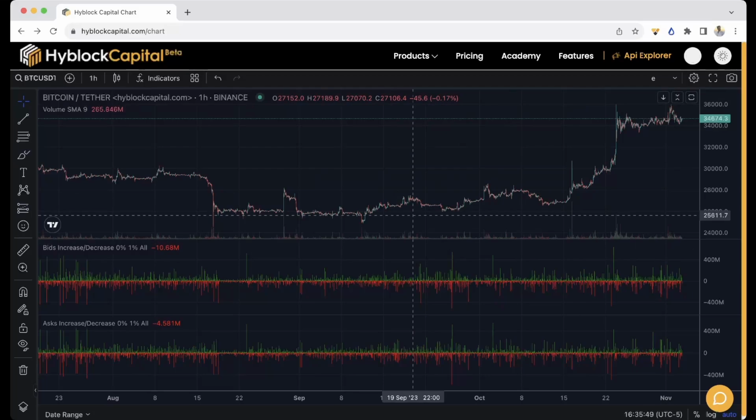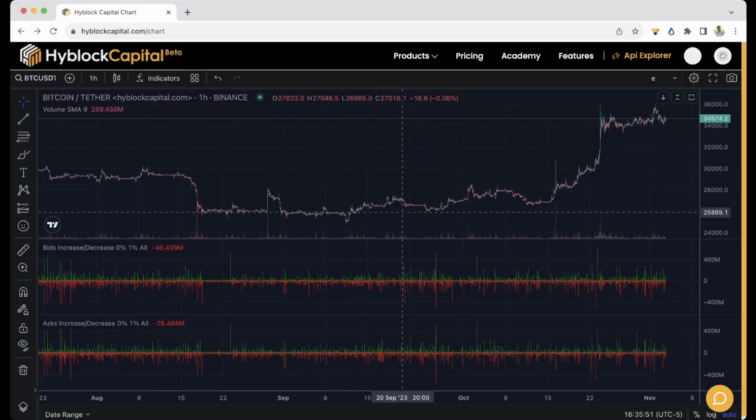Okay, what you're looking at is very simple. It's just the increase of limit buys and the increase of limit sells versus their decrease. So how many bids have increased versus how many bids have decreased? How many offers, asks, limit sells have increased versus decreased?